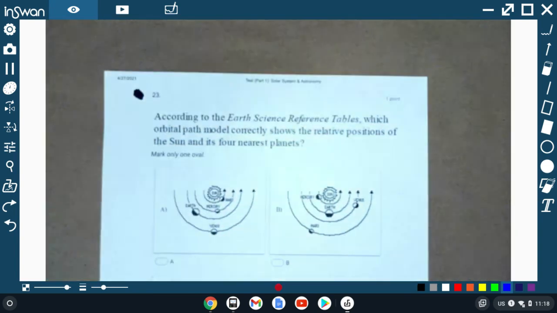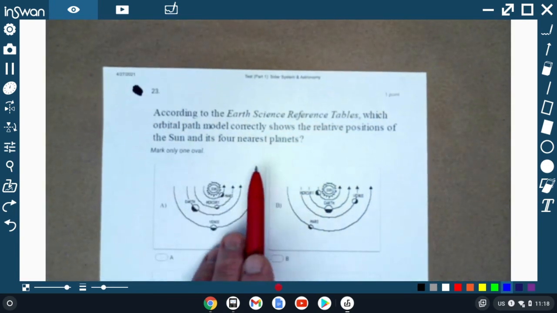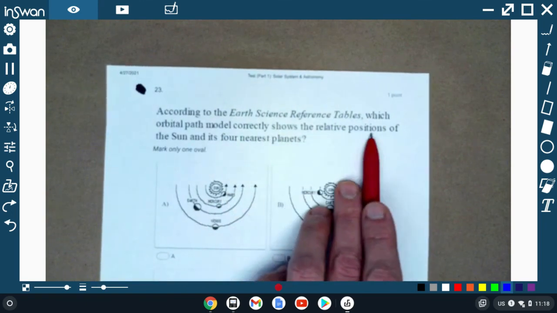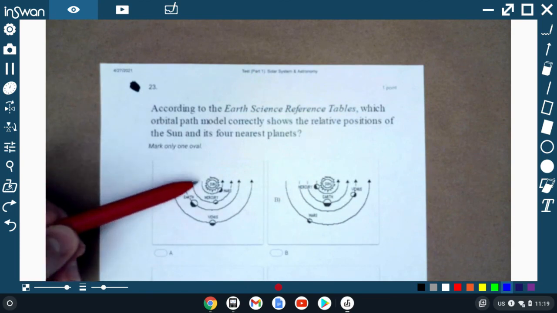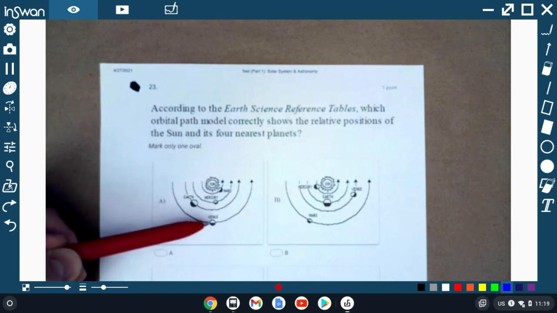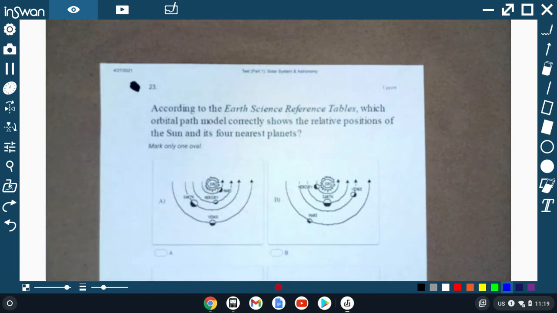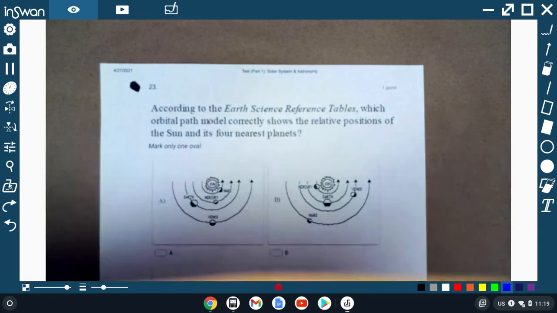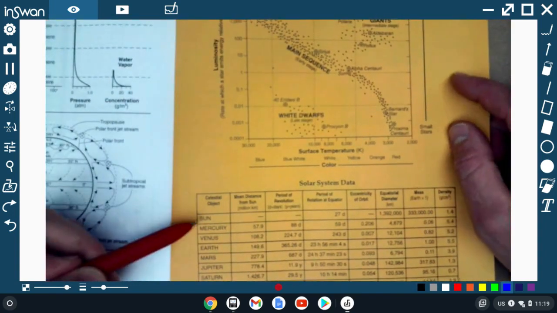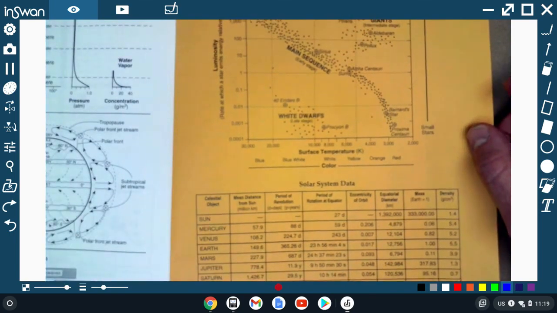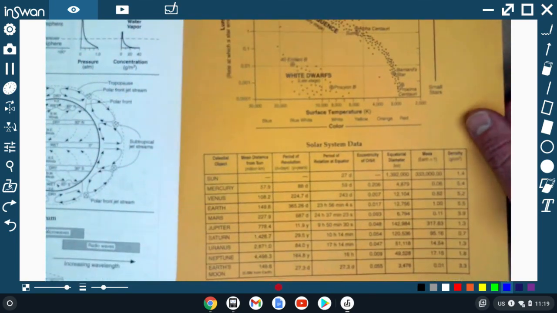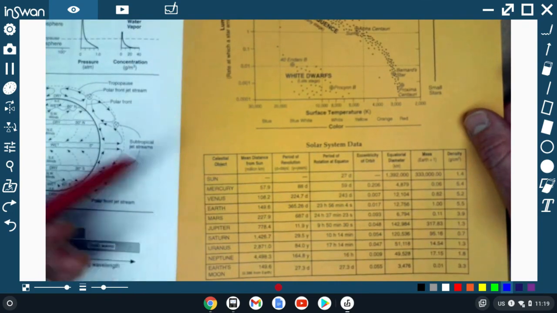Here's question 23. Now, according to the Earth science reference tables, which orbital path model correctly shows the relative positions of the sun and its 4 nearest planets? So they're really asking us which one shows the correct order of the planets going around the sun. Well, you don't need to memorize the order. All we need to do is look in here. So we have the sun, then it goes Mercury, Venus, Earth, and Mars. So which one shows that correct order? Mercury, Venus, Earth, or Mars?